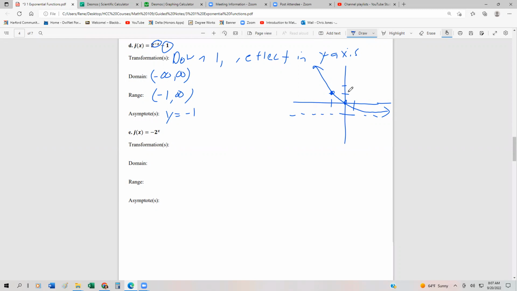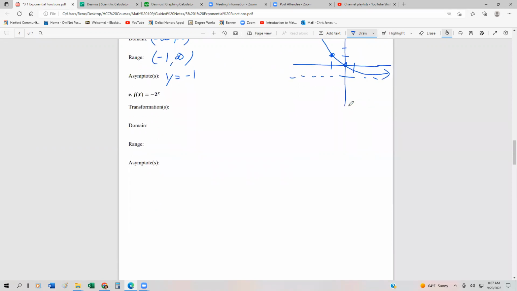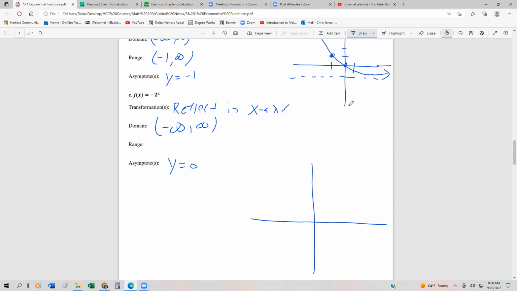What's going to happen is our transformation is just a reflection in the x-axis. Domain is always -infinity to infinity. We didn't move the function up or down, and so that means that we're still going to have y equals 0. So if I were to graph this function, just thinking about a couple of the points that we usually have, we have 0, 1, and 1, 2.